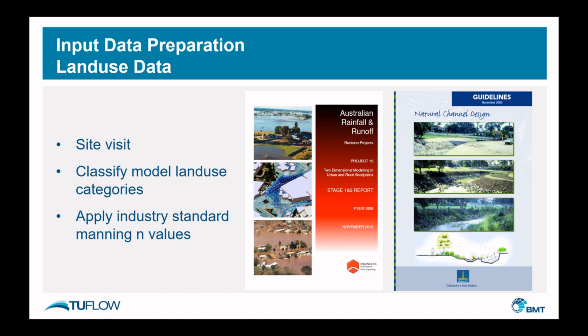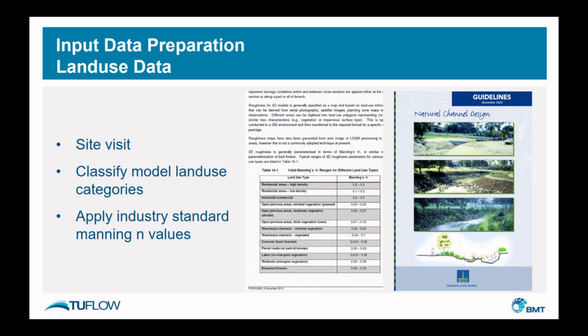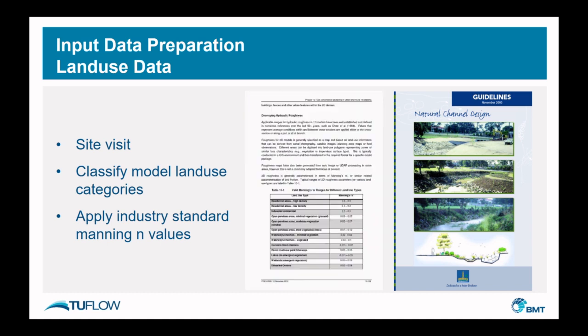Now, I often receive questions from new users relating to Manning's n, in particular asking what value I should apply for what type of vegetation. And I typically point those users to two documents. The first is on the left here. This is the Australian Rainfall and Runoff 2D Modelling in Urban and Rural Floodplain Guideline document. In this document you'll find section 10, table 10.1, provides an overview of what is considered industry standard.